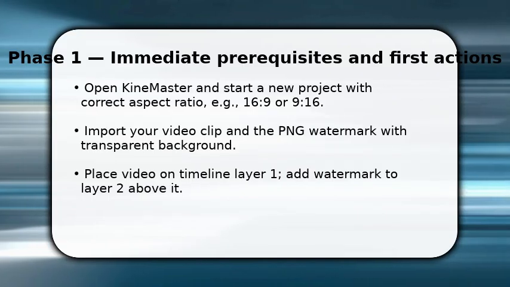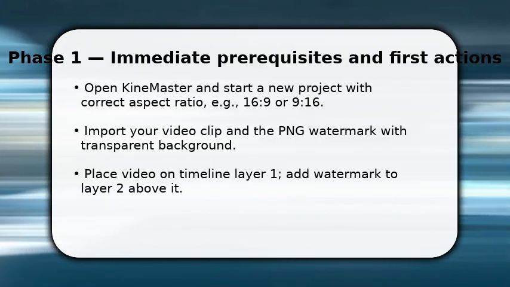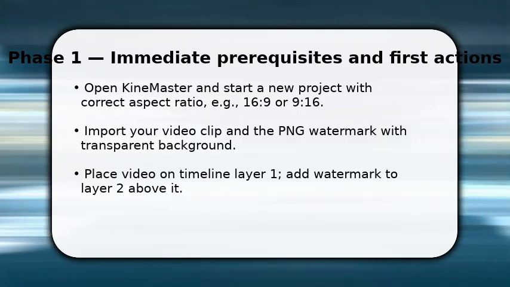Once you import assets, drag your main clip to layer 1 and immediately add the PNG watermark to a layer above. This ordering makes the watermark visible without altering the original video. Make sure the watermark file has transparency, because that's what lets it overlay cleanly without a background rectangle.